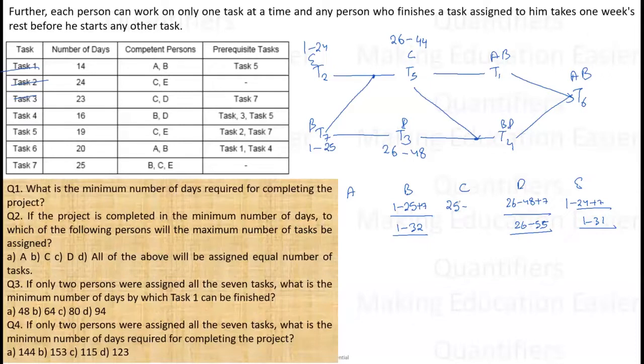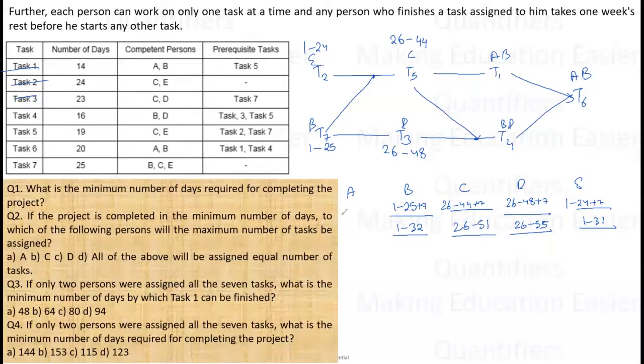So C is busy from 26 to 44 plus 7, which means C is occupied from 26 to 51 days. Now A is free. A will start task number 1, and when can A start? A can start it from 45th day. As soon as this task is complete, A can start working here.